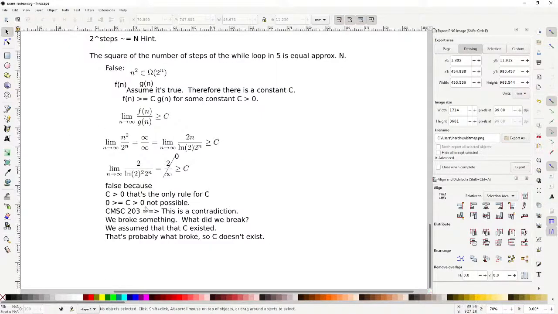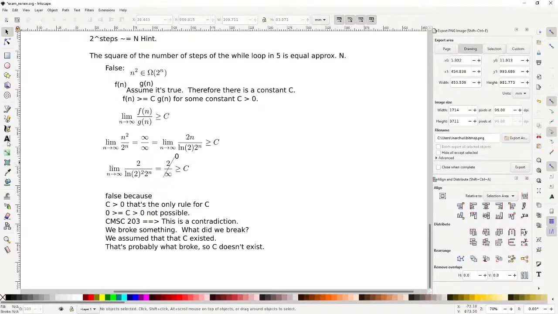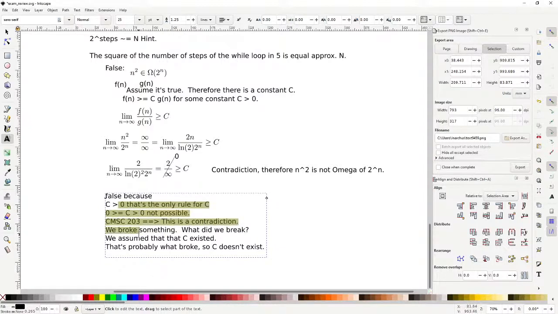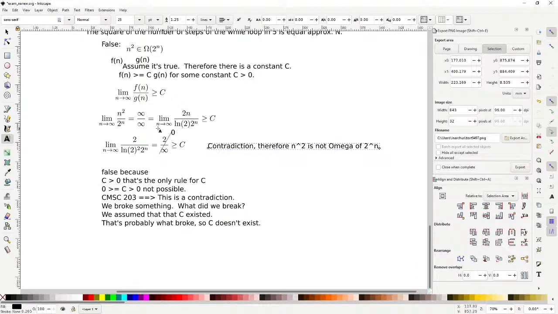So you don't have to write all of this. Really, the mathematician, all you have to write is contradiction. Therefore, n squared is not omega of 2 to the n, right? You don't have to tell me all this extra stuff, but what you do have to tell me is that this is a contradiction, and that c doesn't exist, and therefore it's not omega. So that's an example of something on the test.